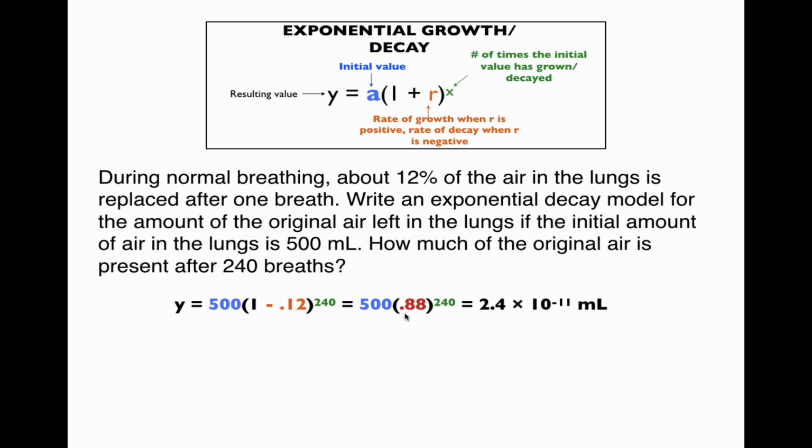All right, simplifying this gives us 500 times 0.88, which is equivalent to 1 minus 12%, or 100% minus 12%. Because if you have 12% less of a value, then you're left with 88% of that value. So if we do that 240 times, that gives us approximately 2.4 times 10 to the negative 11th, which looks like that, a really, really small number, basically 0.